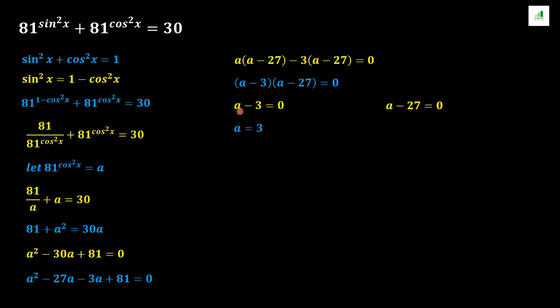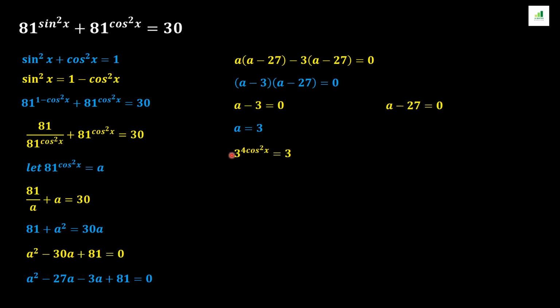Now this minus 3 will move to the other side of the equation, and we will get the first value for a, which is a equal to 3. Now as we know from our consideration, this a is equal to 81 to the power cos square x, and this 81 can be converted into 3 to power 4, and cos square x will remain the same. This 3 will remain the same.